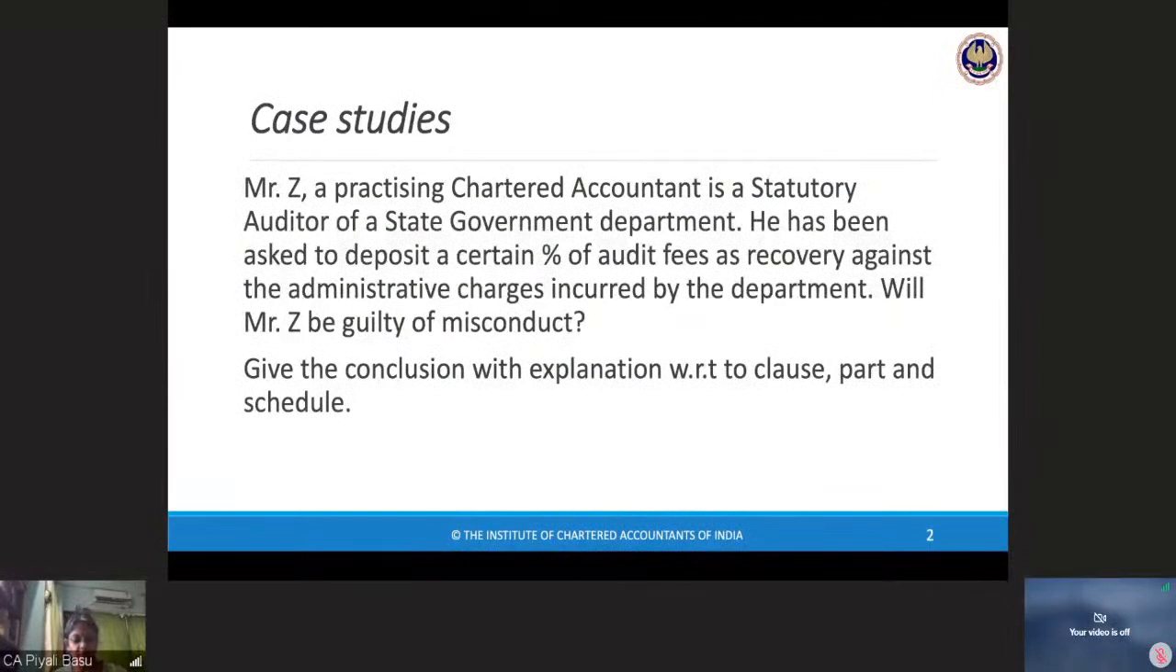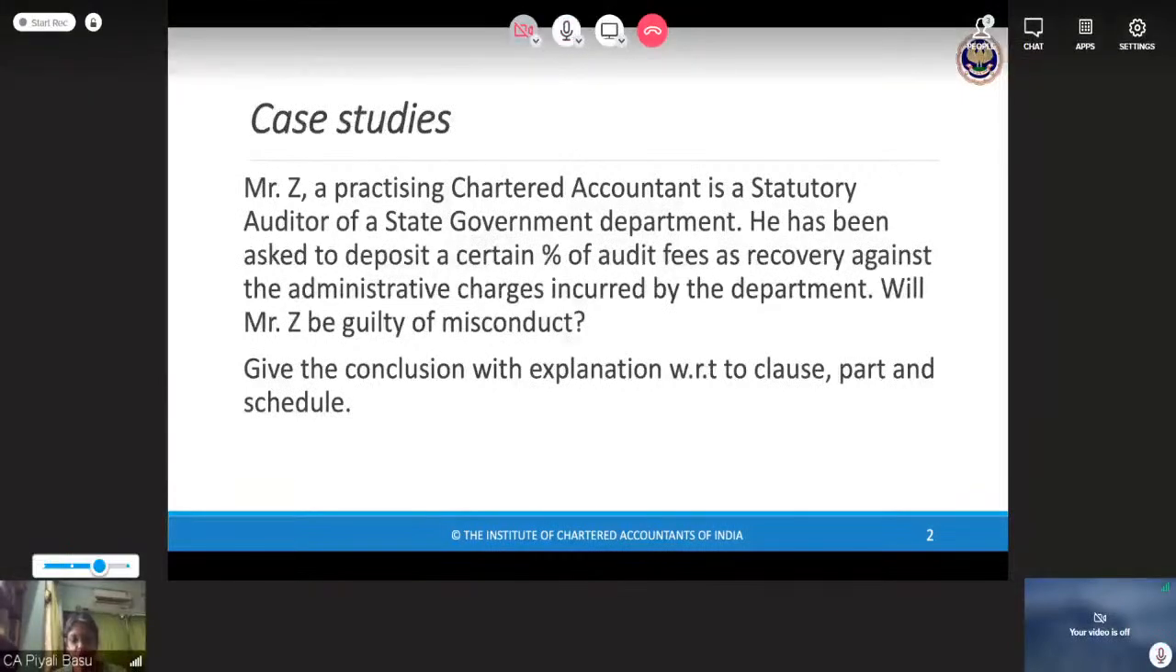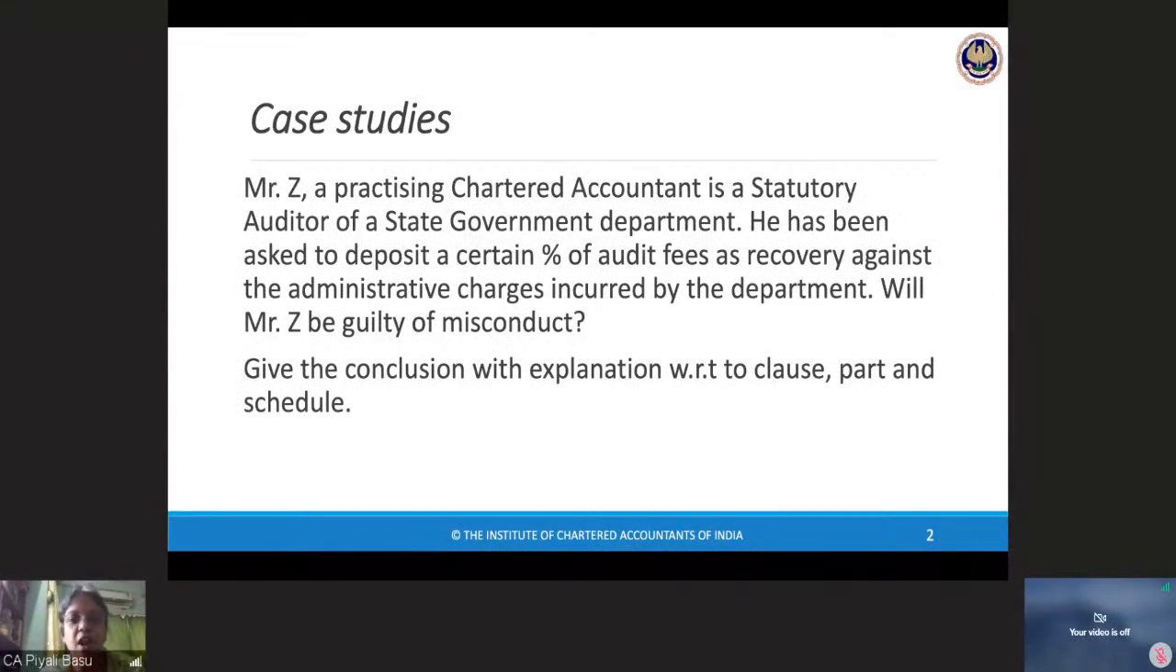So let's look into some of the case studies and let's answer. Try to identify the answer, please. Mr. Zaid, a practicing chartered accountant, is a statutory auditor of a state government department. He has been asked to deposit a certain percentage of audit fee as recovery against the administrative charges incurred by the department. Will Mr. Zaid be guilty of misconduct?